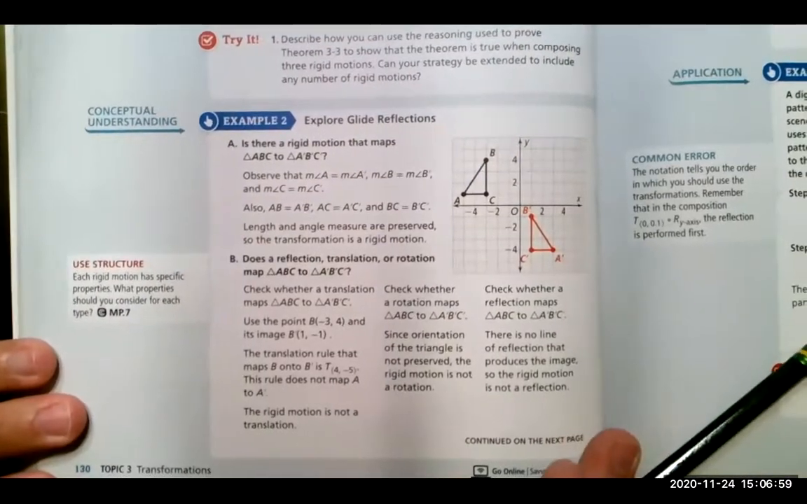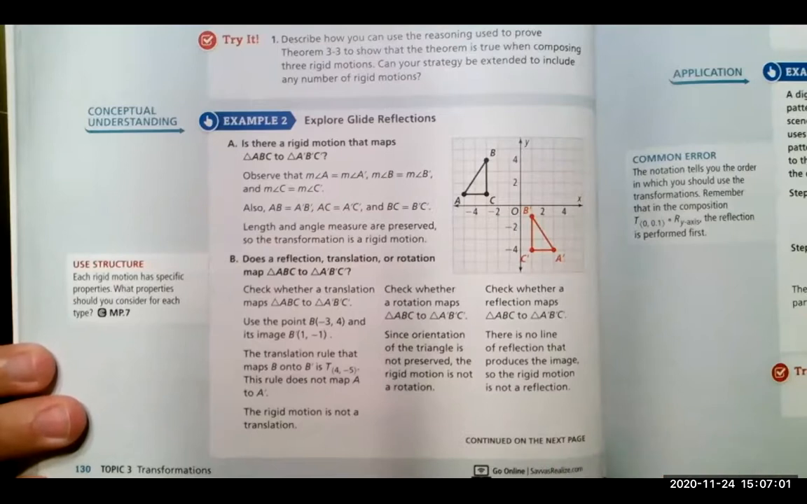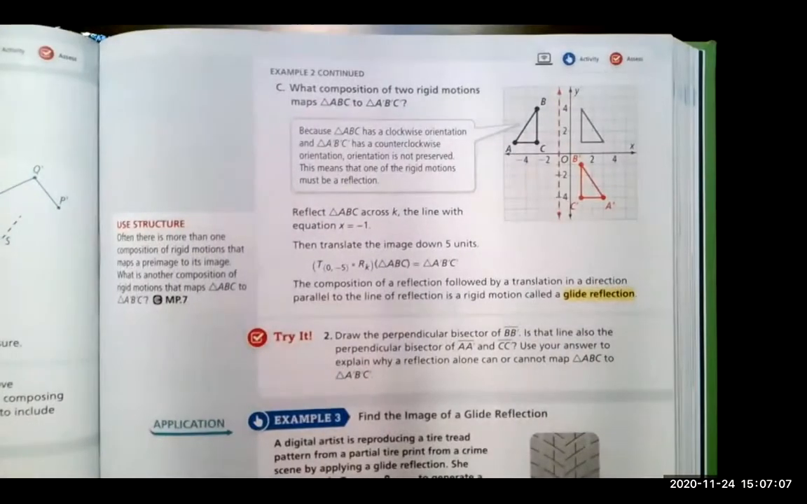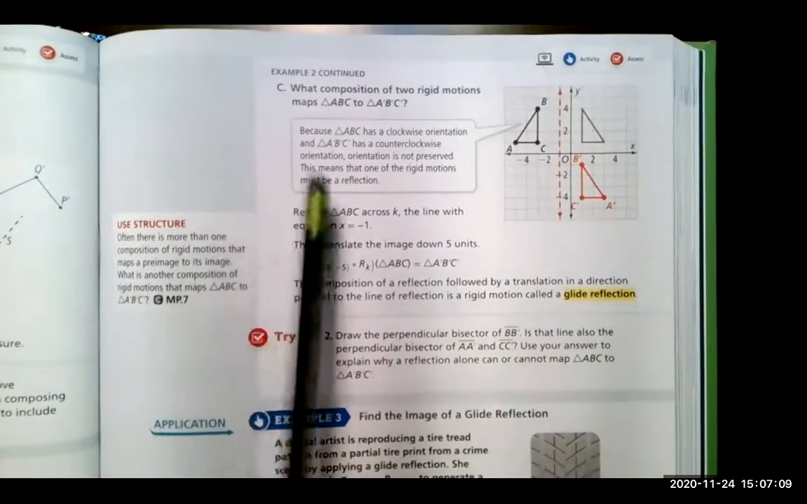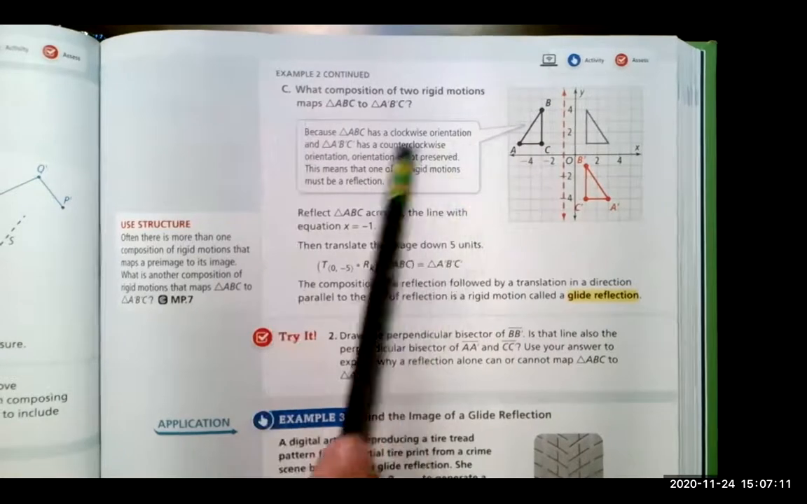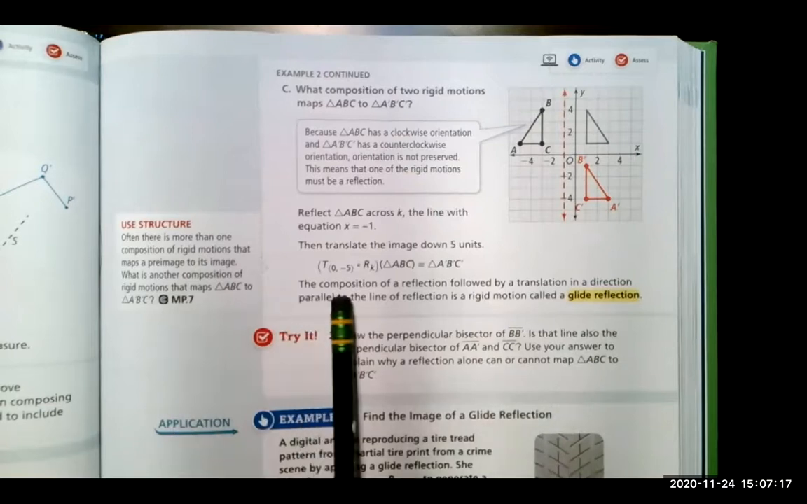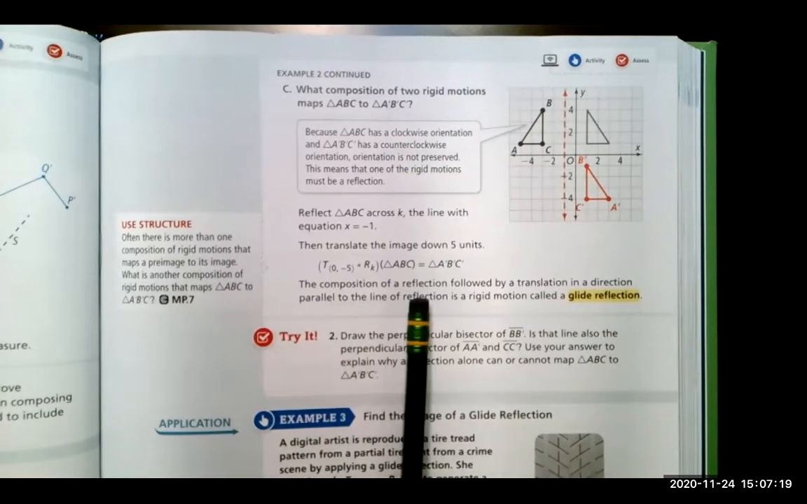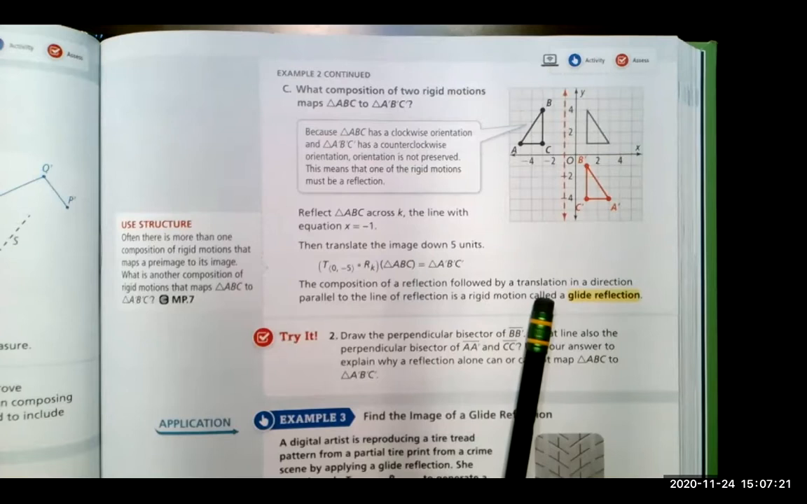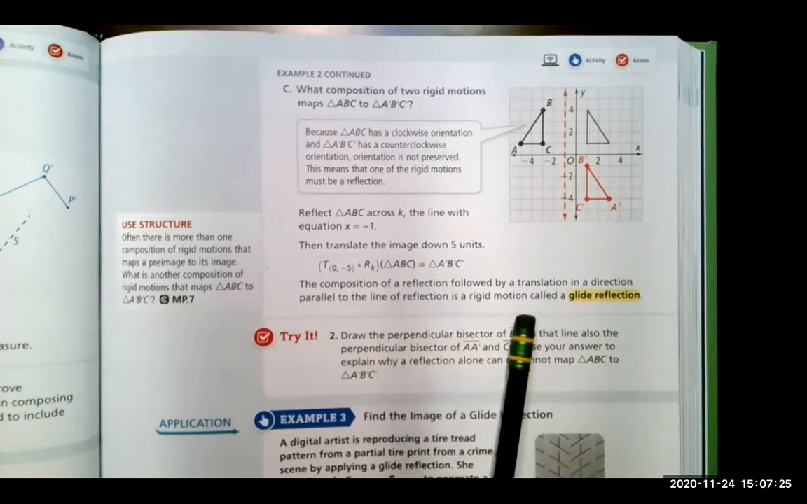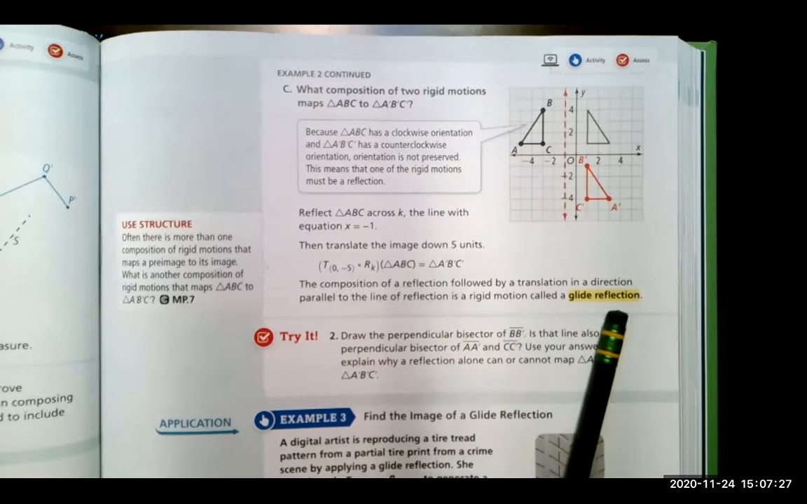Explore glide reflections. They actually give you the definition on the next page, so I want to look at this definition first before we jump into part C of example 2. It gives the definition of glide reflection: the composition of a reflection followed by a translation in a direction parallel to the line of reflection is a rigid motion called a glide reflection.